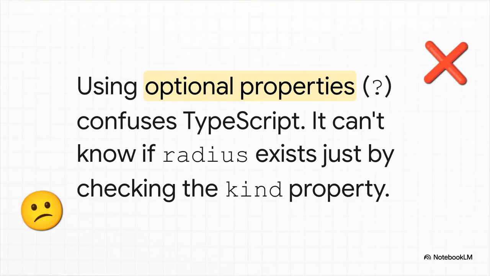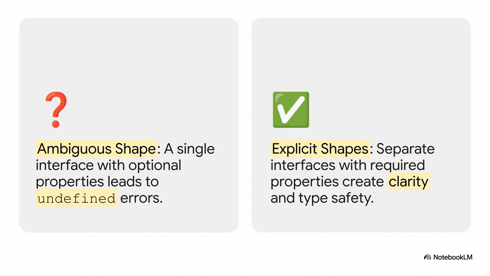So let's start with a really common mistake. Here we've got a single Shape interface trying to describe both circles and squares at the same time. The radius is for circles, side length is for squares, so we make them both optional with that little question mark. But look, even if we check the shape's kind, TypeScript is still confused. It can't connect that check to whether radius is actually there. It still thinks radius is possibly undefined. So what's a better way?